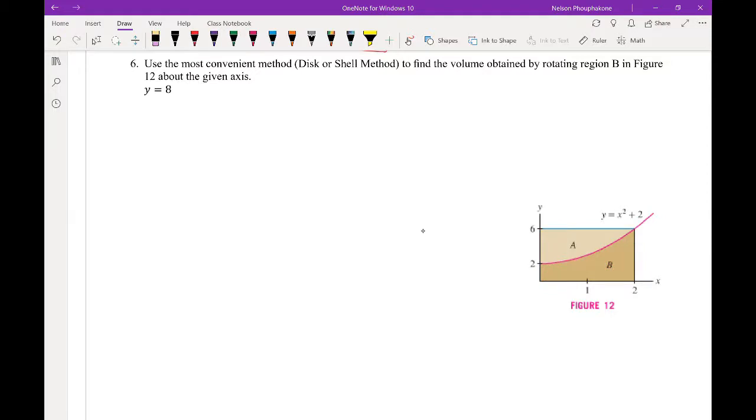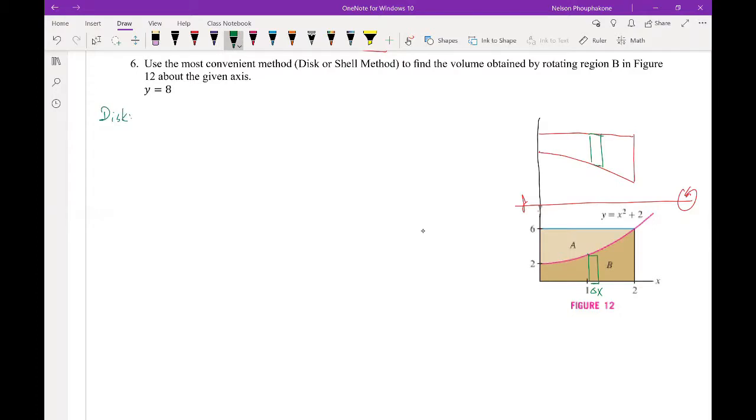Okay, so let us try to graph this one first to see what we could do. So this is 8. We are going to rotate it right here, and the region B is here. Now you will see that if we're using this method, it seems easier for us to set it up. It seems that this method is easier. So let us review this method first.